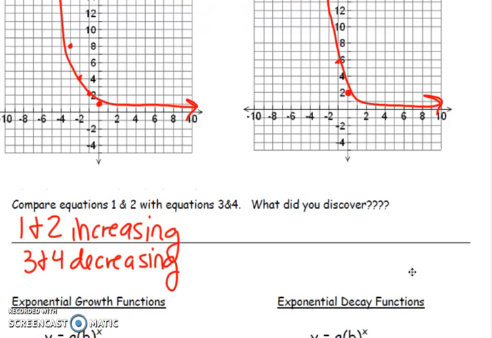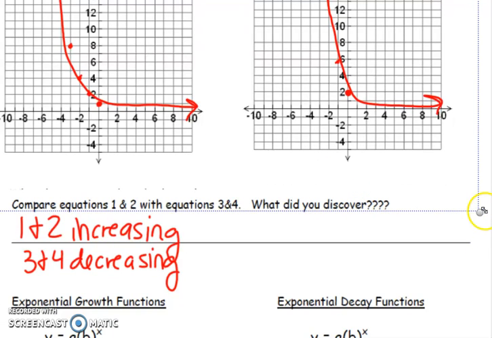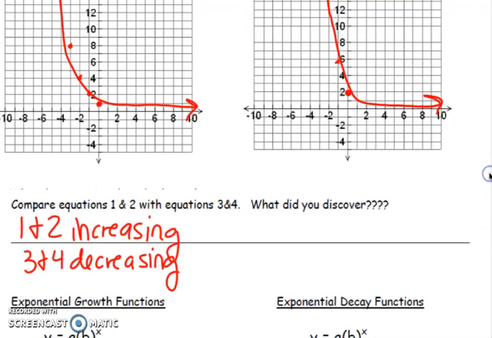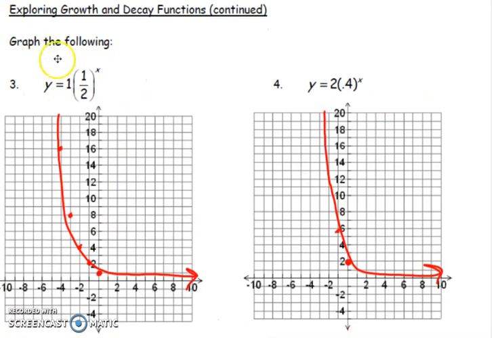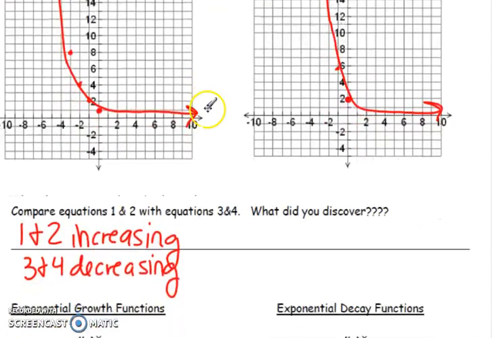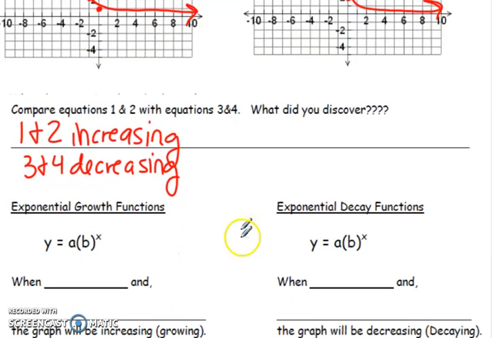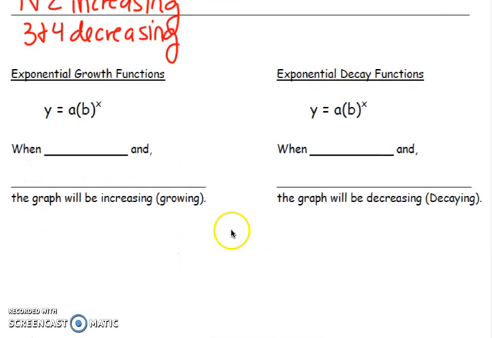Okay, and that is because of the number in the parentheses. If I look back here at 1 and 2, they had a whole number, whereas 3 and 4 had fractions and decimals. So we're going to learn a little bit about that right here. Let's see when it's growth and when it's decay.